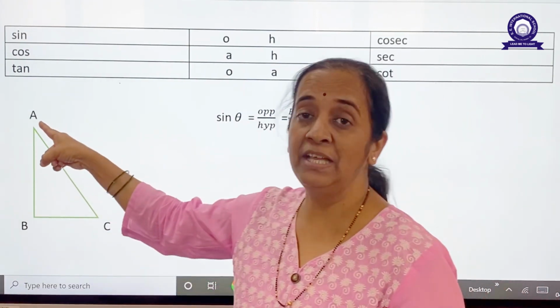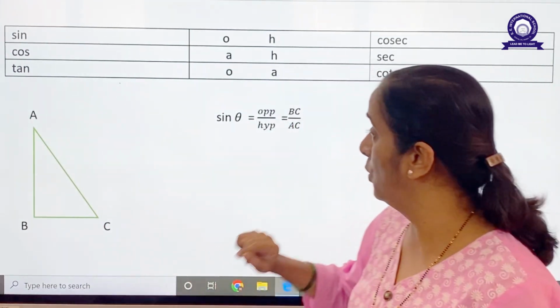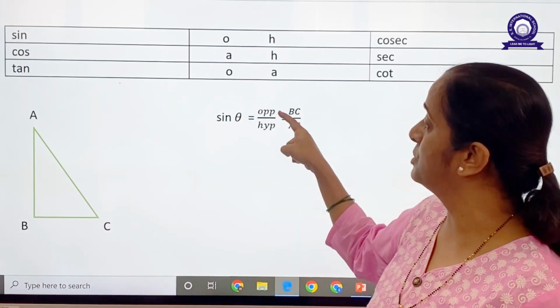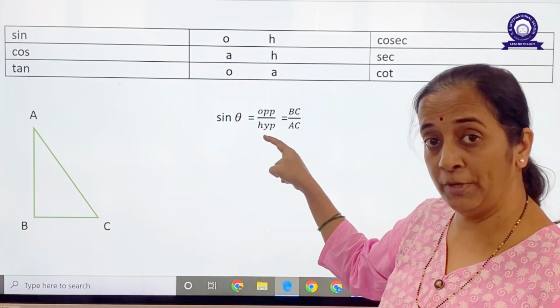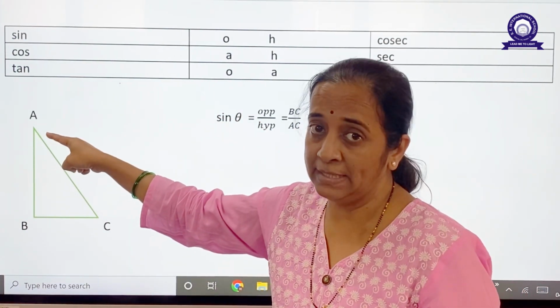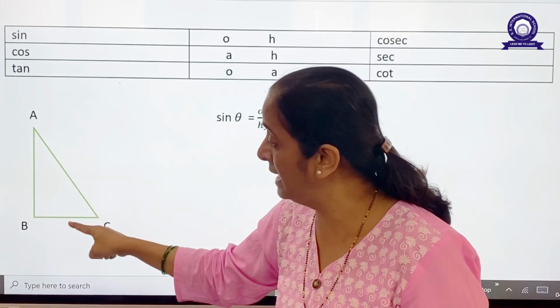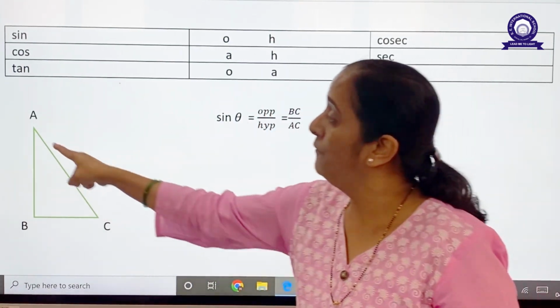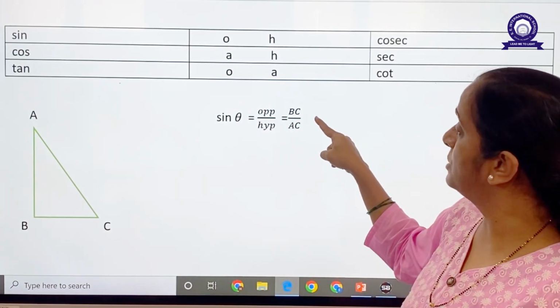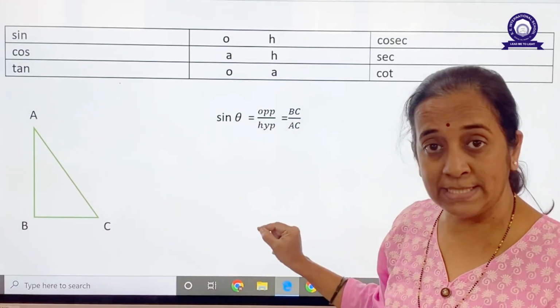Suppose the measure of angle A is theta. So what is the sine formula? Sine theta is OH, means opposite side upon hypotenuse. With respect to angle theta, means if A is theta, which will be its opposite side? BC, and which will be hypotenuse? AC. So that's why sine ratio is BC upon AC.